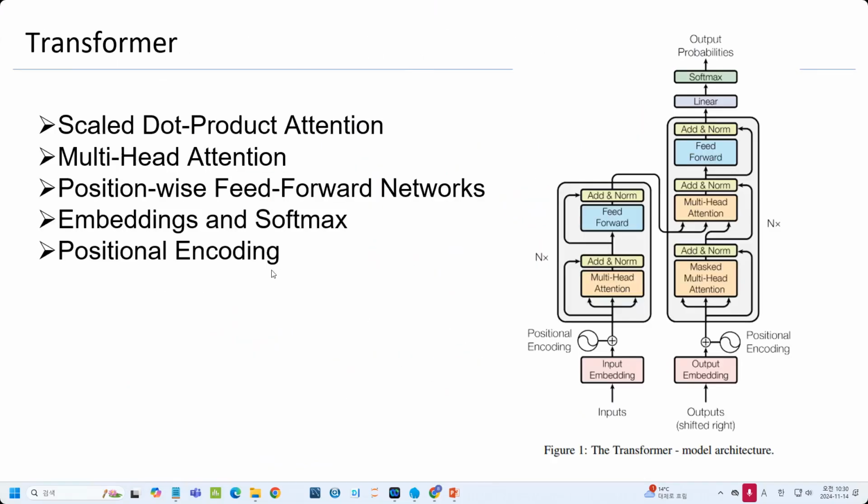So the basic transformer uses the scaled dot product attention, and also they already applied the multi-head attention, and there are position-wise feed-forward networks, and embedding and softmax. The most important part is the positional encoding. They want to know whether the placement of one word will be relevant to another word.